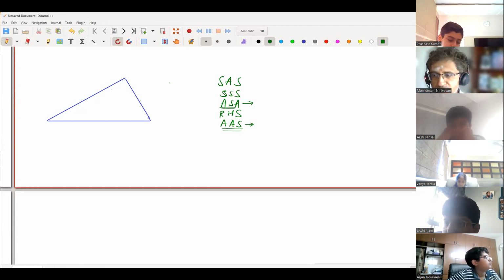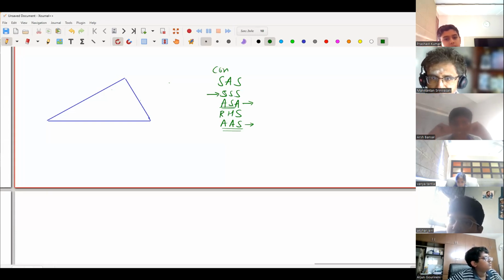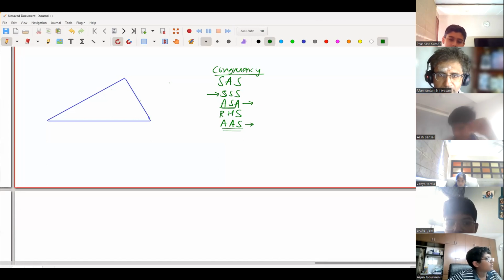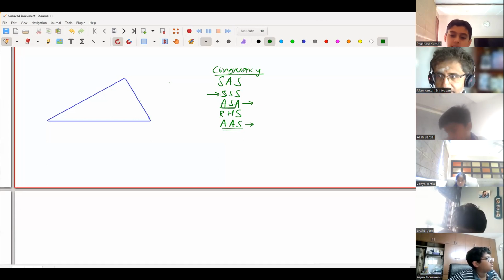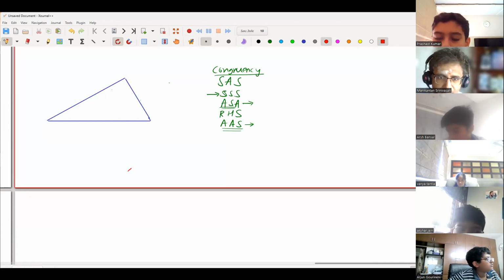Okay. So just for starters, right? So Sukrit, when you say SSS, these are all tests for congruency. So to prove two triangles are congruent. For example, I have this blue triangle, and let's say I have another red triangle here, right? So I'll just draw another red triangle.